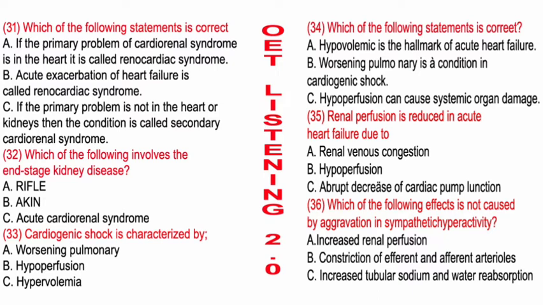Reduced renal perfusion because of renal venous congestion is now considered as the major hemodynamic mechanism of renal injury in acute heart failure. On the other hand, in cardiogenic shock, renal perfusion is reduced due to a critical decrease of cardiac pump function.